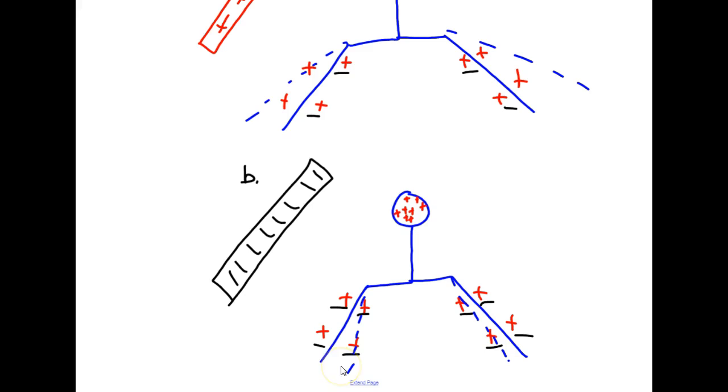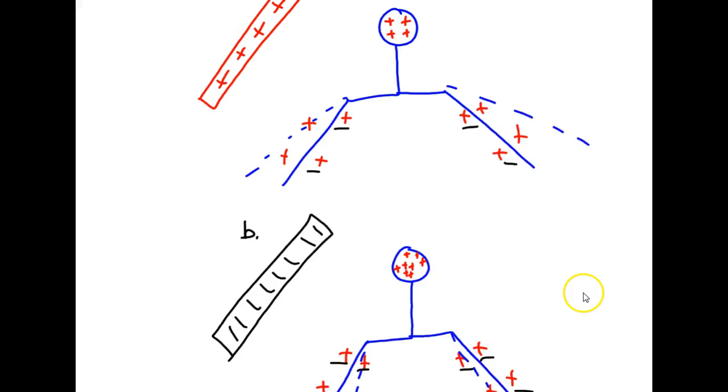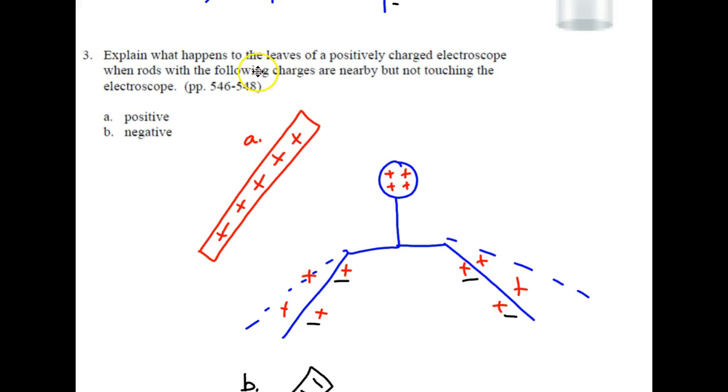Even though it's positively charged, again, there's still negatives in here. Okay? And that would cause some of these negatives to neutralize some of the positives in each leaf, making it still positively charged, but less positively charged. And so the solid line here shows how the leaves would start out as diverged, and the dashed lines show that they would be diverged less. Okay, so those are your answers to A and B of number 3.